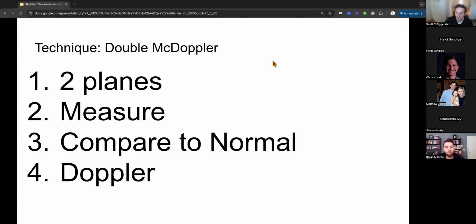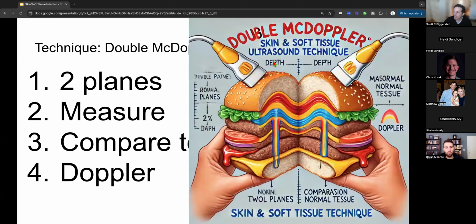And then the last thing that we're going to do, and I'll admit I don't always do this, is putting on color Doppler, especially with abscesses, which can help you rule out a mimic of abscess. It can also help you identify hyperemia, or increased blood flow around the abscess. Here is a deranged picture of that mnemonic, double McDoppler, that was generated by AI. Again, two planes, that's the double part. Then the M is measure, C is compare side to side, and Doppler is Doppler.